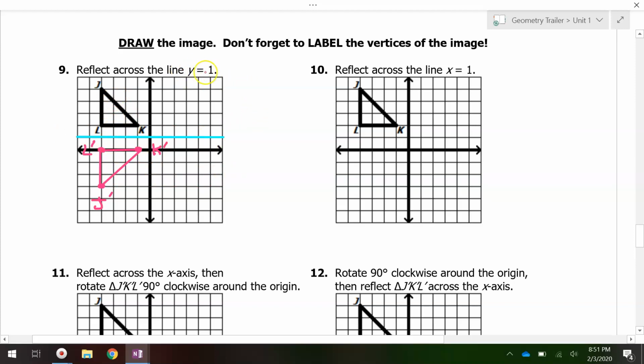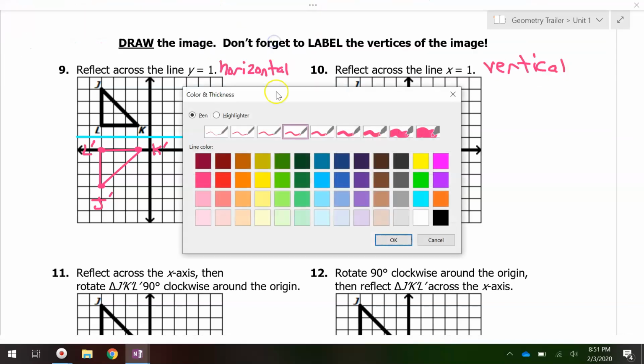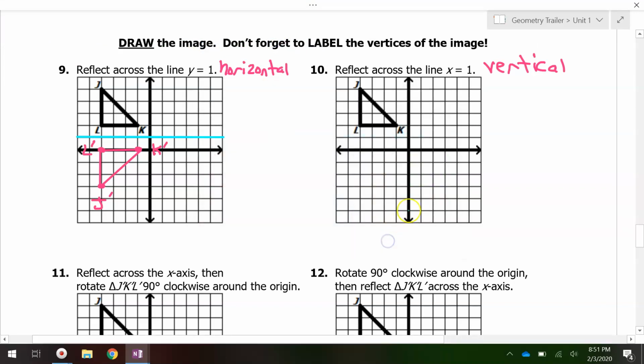The most important part is that this is a horizontal line. On the other hand, the line x equals 1 is actually a vertical line. So if you get that wrong, obviously your whole picture is going to be wrong. So make sure you have that straight. x equals a number is vertical. So this is the line x equals 1 right here.